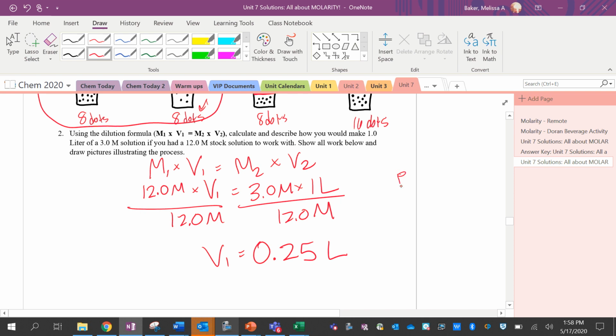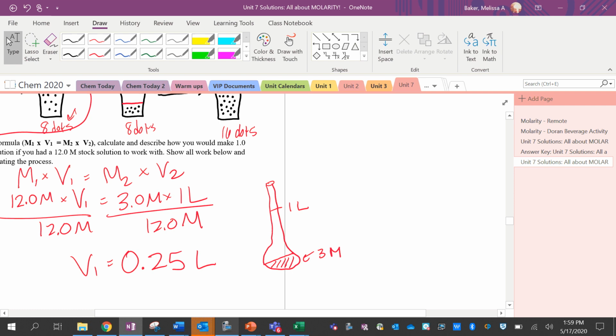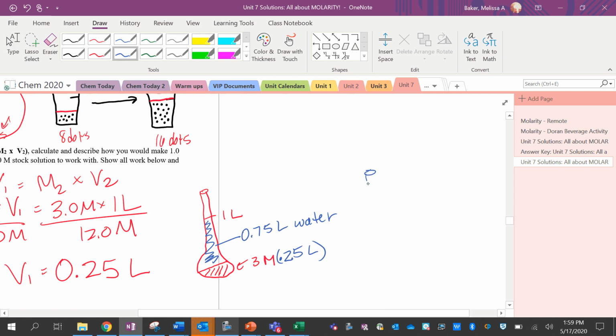It's the same as the example, only with different numbers. So this time we've got a 1 liter container, and we want to fill 1/4 of it with our stock solution. So this is our 3 molar solution. And then we're going to fill to the line with water. So it's really going to be 0.075 liters of water, right? Because this was 0.25 liters. Then we're going to mix it up.